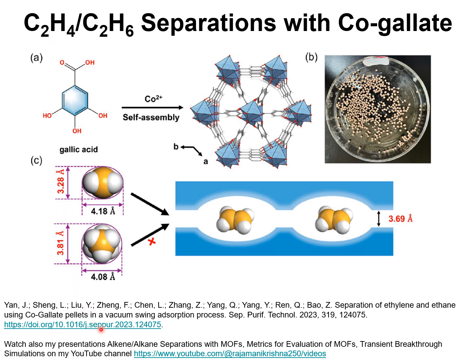And in a paper just online in Separation and Purification Technology, researchers from Zhejiang University in China have reported the use of cobalt gallate pellets in a vacuum swing adsorption process. And I'm going to discuss some details of their findings.